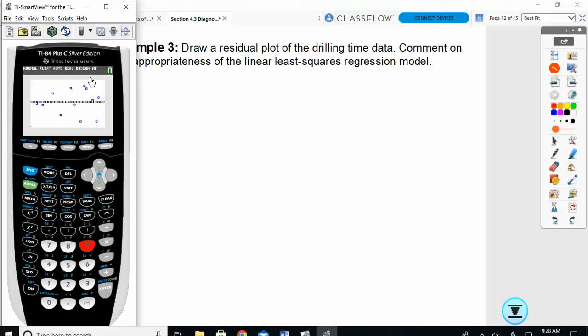Okay, you're not going to have perfect plots, but constant error variance is a concern with this one. So on your notes, if you wanted to jot that down, just draw yourself a rough sketch of that scatter plot and you could point that out.